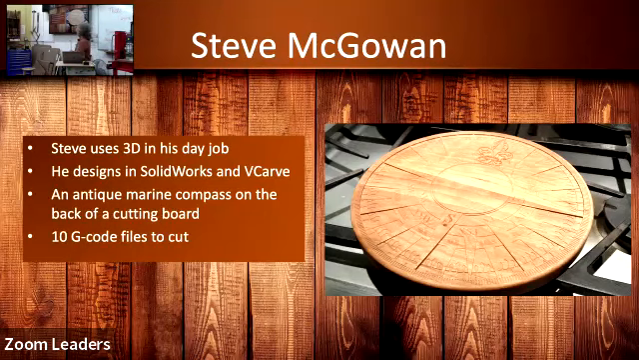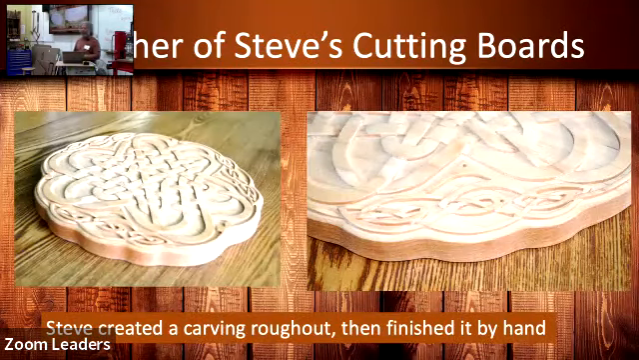This is one of them with the marine compass. And it apparently took a lot of work, 10 files in order to cut it, varying levels, varying depths. So that's one. That's why it's sitting on the stove. It's in the kitchen.